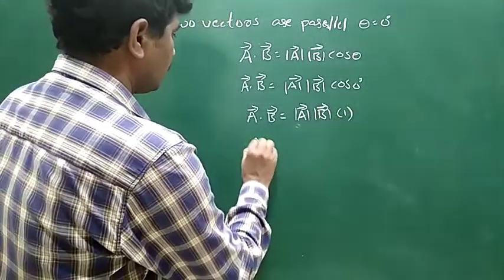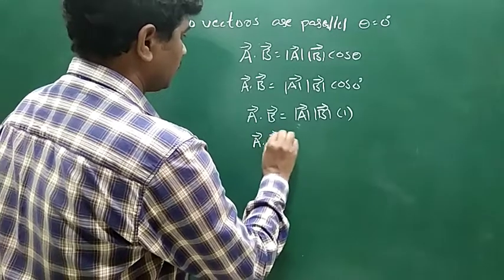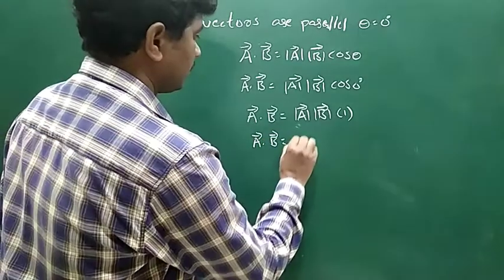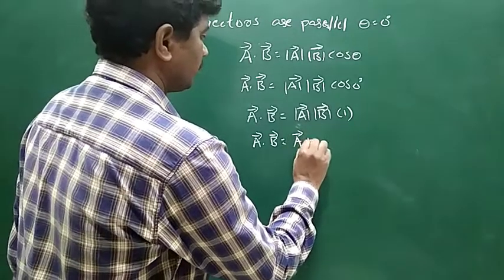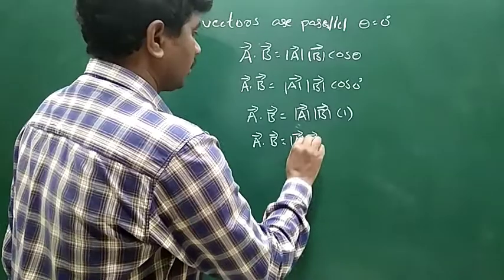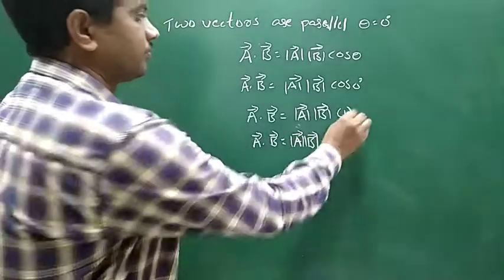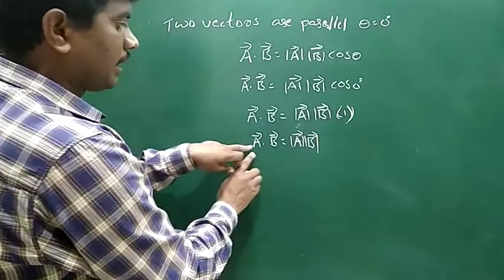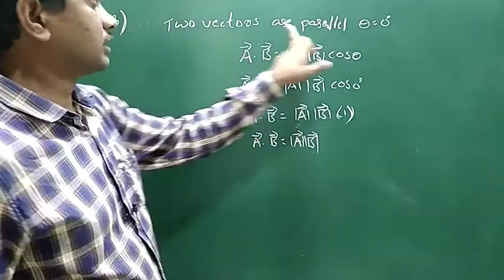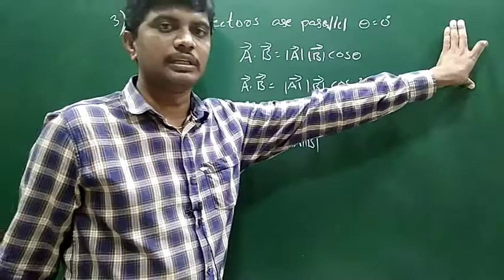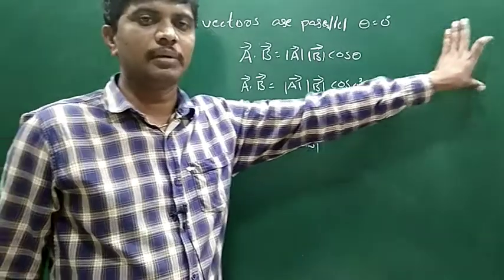Therefore A bar dot B bar equals mod A bar mod B bar into 1. The product of the magnitudes of the two vectors is the maximum. So when two vectors are parallel, theta equals 0 degrees, and the dot product of the two vectors is the maximum.